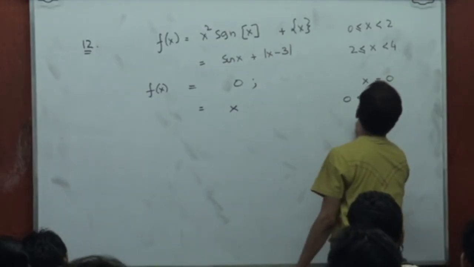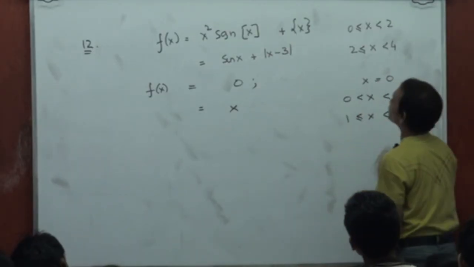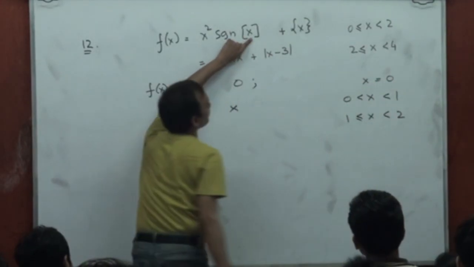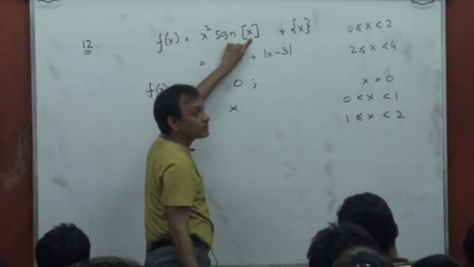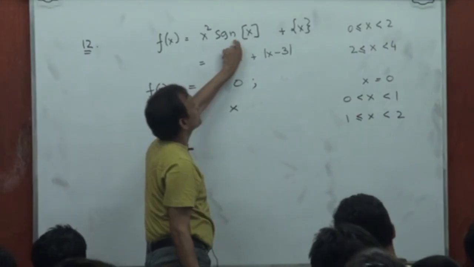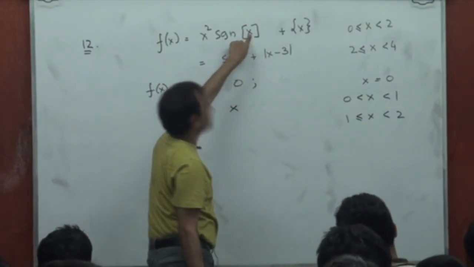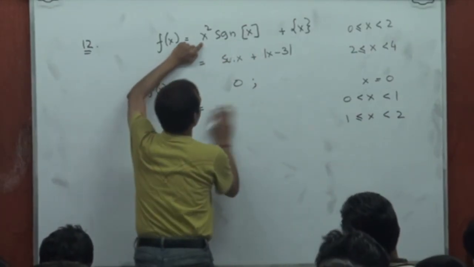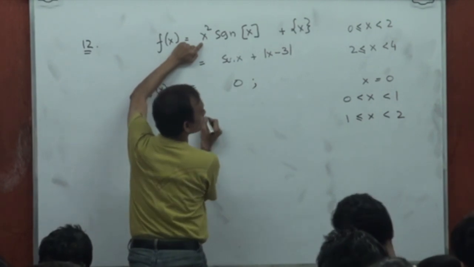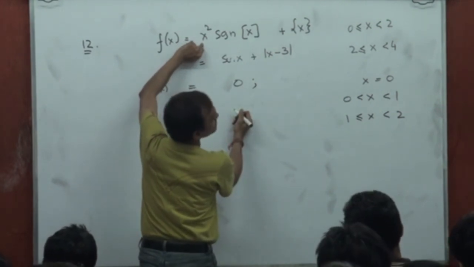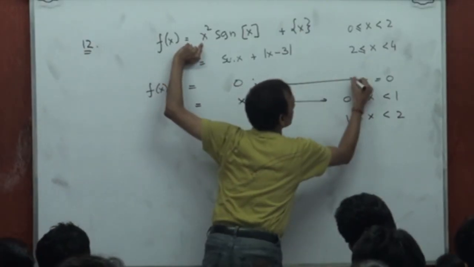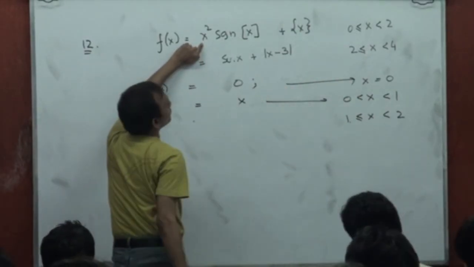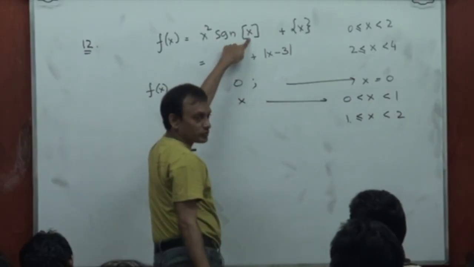When x is greater than or equal to 1 but less than 2, box x will be 1. Signum of a positive number would be 1. So this would be, okay, x for x greater than 0 and less than 1, which is this. And for x greater than or equal to 1 but less than 2, box x would be 1.